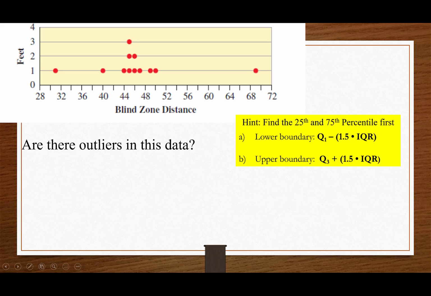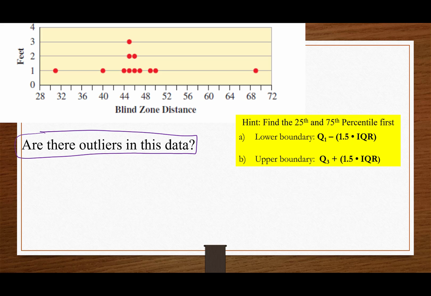Okay, so let's try another example. This time we're going to go off of the data from a dot plot. Now, if you feel comfortable, there's 12 dots. If you want to list out all 12 of those values, you can, if that helps you visualize it better. On this video, I am going to just use the dots on the dot plot to find the information that I need. So the question is, are there any outliers in this data? I have over here in yellow our little cheat sheet of the formulas that we're going to use.